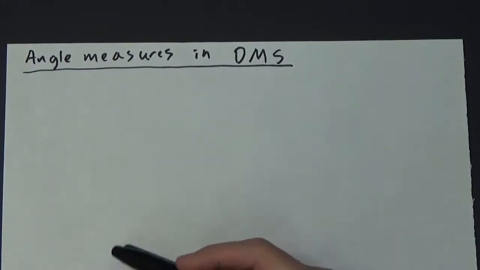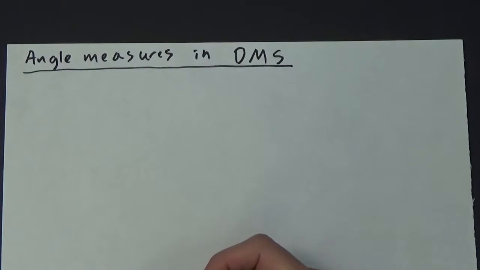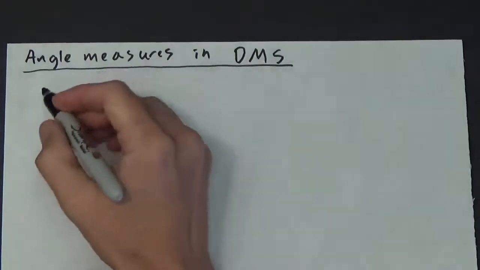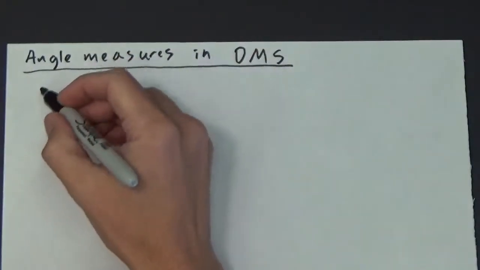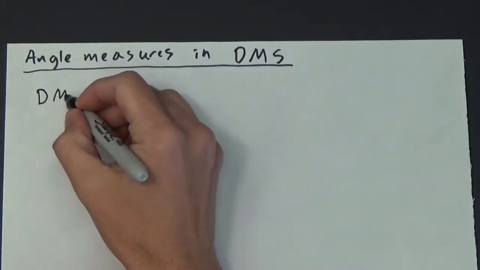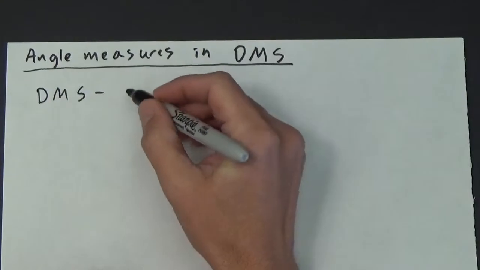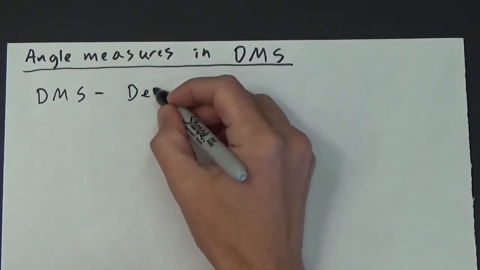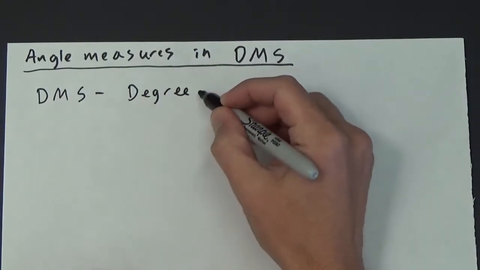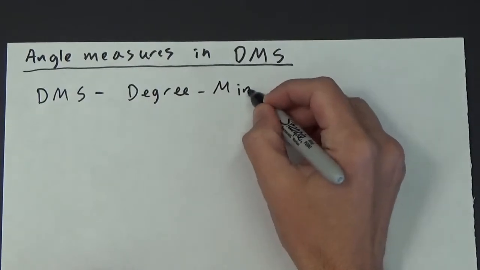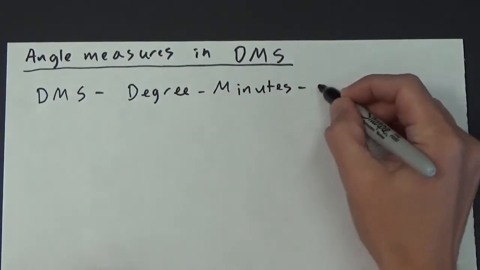So in this video, we're going to look at angle measures in DMS. So the first thing we need to do is figure out, well, what does DMS stand for? DMS stands for degrees, minutes, seconds.